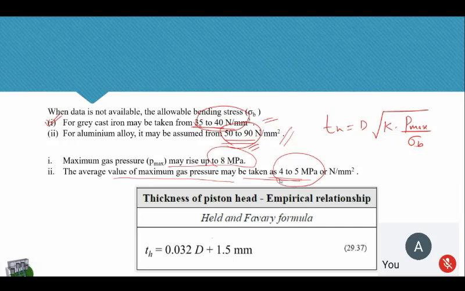So this is basically giving you an idea about the strength consideration. This equation is very, very important, and may be useful in GATE preparation also.